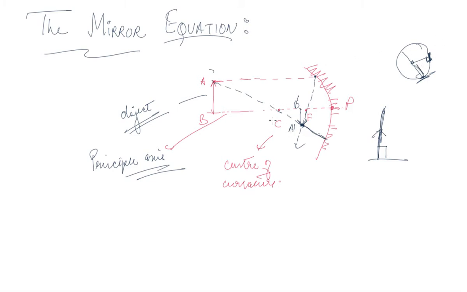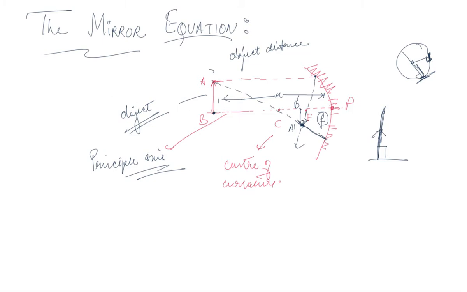Now this is all the figure that we have. This is A dash, this is B dash. Now what is this length? Let this length be F. Now what is the distance between B and P? Let this distance be U. So this particular distance is U, that is the object distance.